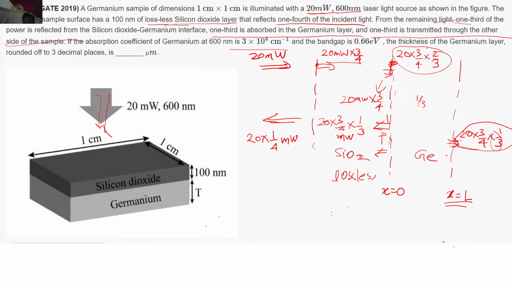So they are asking me the thickness of the germanium layer rounded off to 3 decimal places, right? So we know the formula, right? What is I of x? I of x is I naught into e to the power minus alpha x, right? The only confusion over here, why we did this exercise, is because we wanted to know, if this is where x equal to 0, this is where my germanium sample is, how much power is there at x equal to 0 over here.